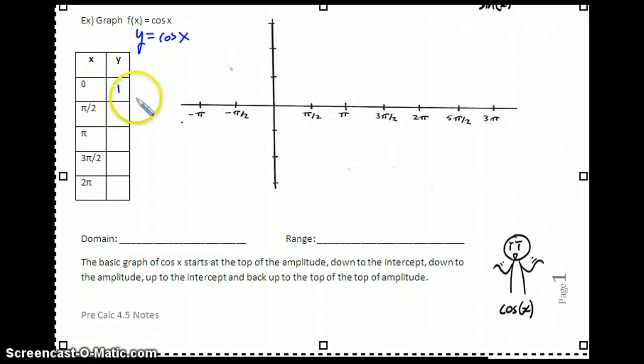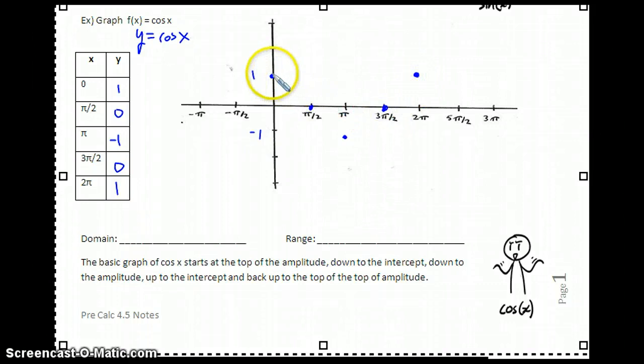Cosine of pi over 2 is 0. Again, I'm getting this from the unit circle. Cosine of pi is -1. Cosine of 3 pi over 2 is 0. And cosine of 2 pi is 1. So if we plot these, we go 0, 1, pi over 2, 0, pi, -1, so here's 1, here's -1, 3 pi over 2, 0, and then back up here.